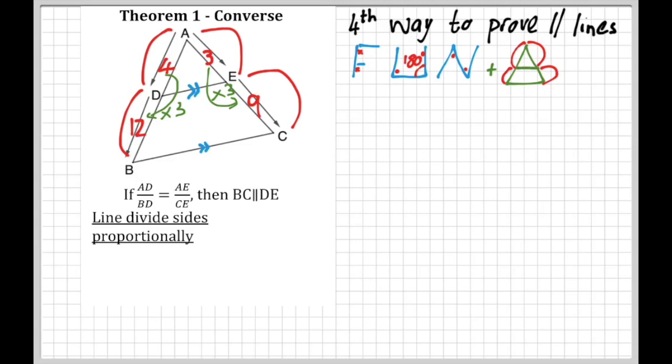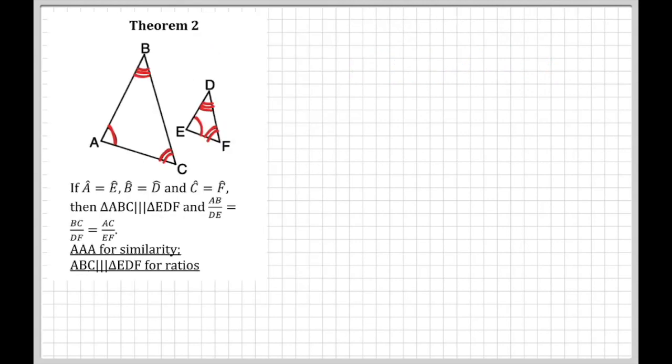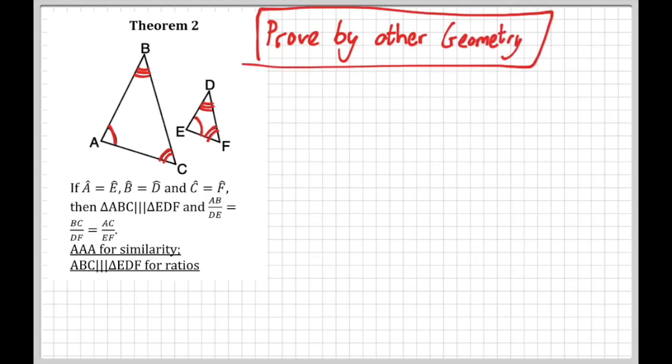Now, theorem 2 is usually where the pawpaw starts hitting the fan. So in theorem 2 it says, if the corresponding angles, so angle A is equal to angle E, angle C is equal to F, and angle B is equal to angle D, then 2 things happen. Okay? Before we get to the 2 things that happen, I just want to quickly say this.